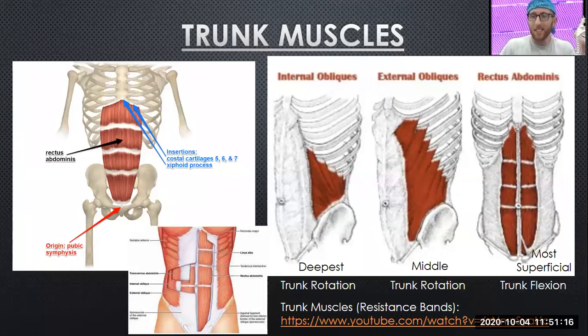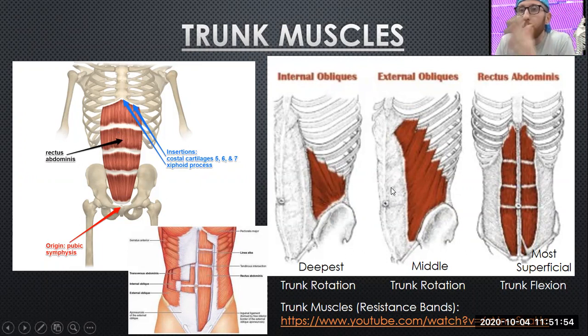All right, let's actually get to the muscles now. We've done the actions, we've done the joints. Let's get to the muscles. And here we can see 3 of the 4 abdominal muscles. We've got the internal obliques, the external obliques, and the rectus abdominis. Now, first off, your rectus abdominis is your 6-pack muscle. It's the one that gives that 6-pack or 8-pack type look to the abdominals. It is the most superficial of these 3.